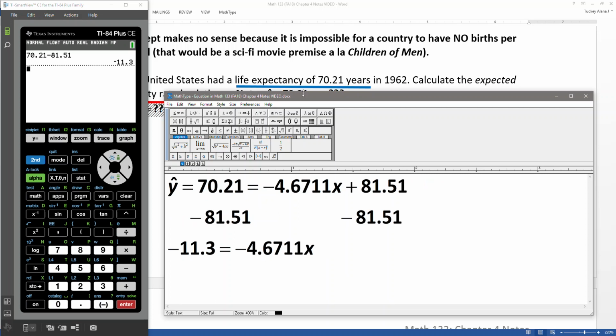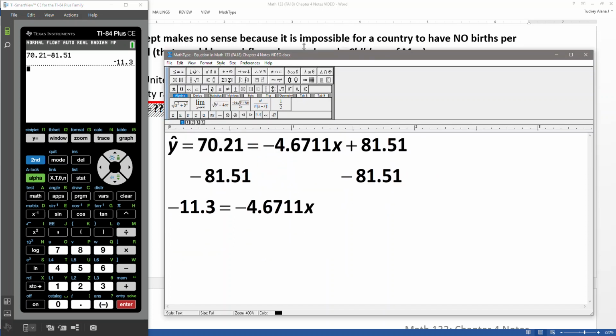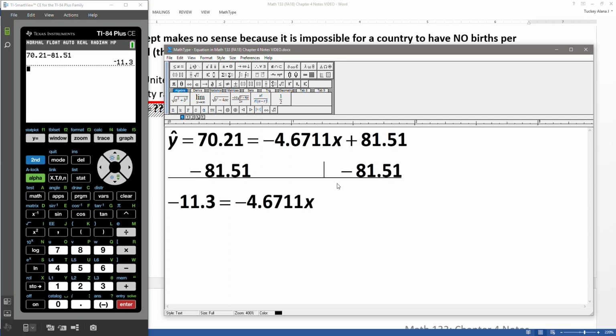There, just to show the work, I typed it in there. So minus 81.51 to the left and the right side of the equation. That leaves me negative 11.3 equals negative 4.6711 times x. There's no times dot in there, but it is a times dot. We're just too lazy to write it.